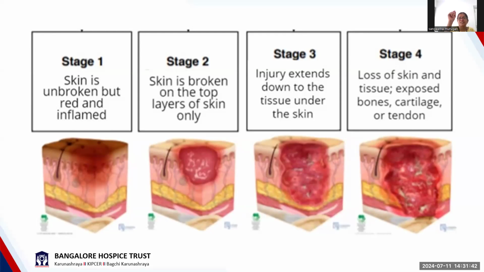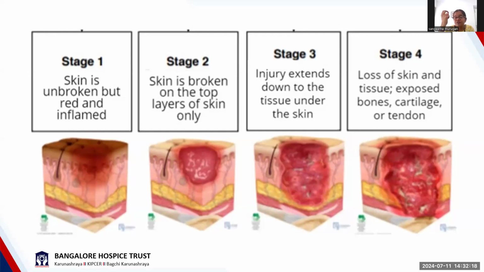This is how the stages are given as per the National Pressure Injury Advisory Panel. Apart from that, there is one more stage, that is deep tissue injury. It means the skin will be intact, next to stage 4. There won't be any visible damage, but inside, the dermis, muscle, everything is inflamed. You could see a purplish brown, maroon color. So that is how the skin looks. That is deep tissue injury.